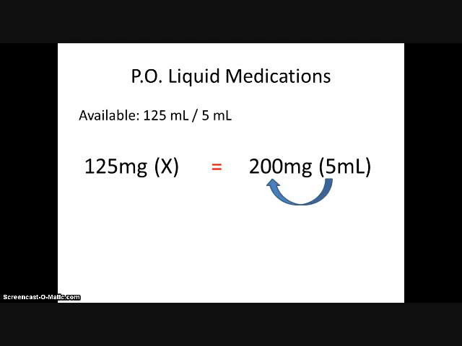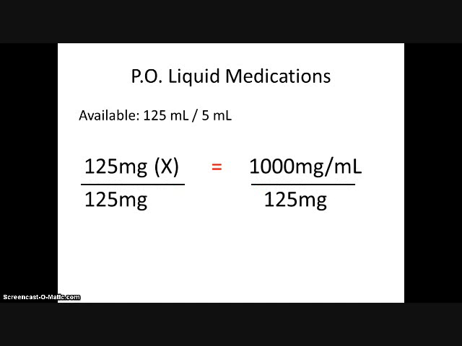Multiply 5 times 200, which yields 1,000 milligrams per milliliter. Remember to retain these units. Now, to get X by itself, divide each side by 125 milligrams. Simplify it by scratching out the 125 milligrams on the left and the milligram units on the right. Then divide 1,000 by 125, being mindful to retain the milliliter units on the right.